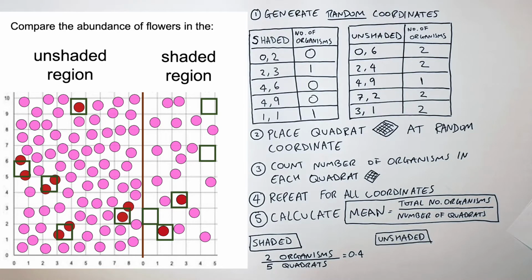In the unshaded region, we counted a total of 9 organisms, and there were 5 quadrats. So you do 9 organisms, in this case plants, divided by 5 quadrats. That gives you an answer of 1.8 plants per quadrat. This is because there is more sunlight in the unshaded region, which means more photosynthesis can take place, which means that more plants will grow.